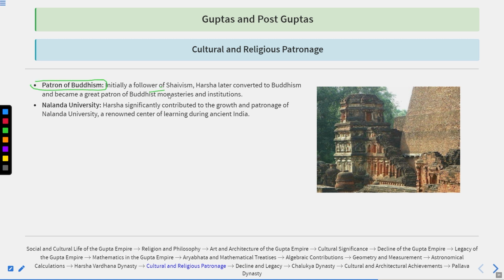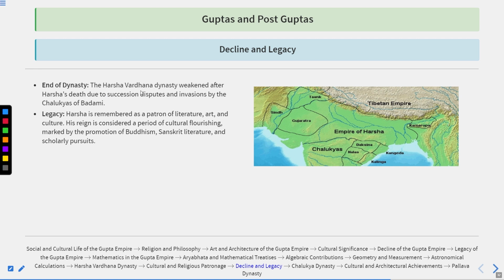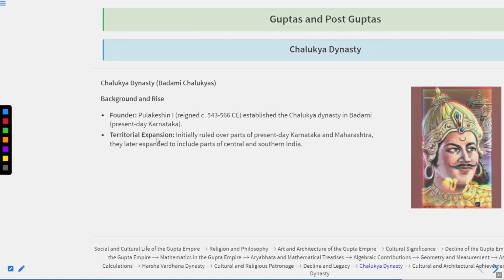Patron of Buddhism. Initially, he was a follower of Shaivism, later converted to Buddhism and became a great patron of Buddhist monasteries and institutions. Nalanda University was patronized again during his time, a renowned center of learning in ancient India. The dynasty weakened after the death of Harsh, and the Chalukyas of Badami extended their empire during this time. That was also a great period of patronage for Buddhism, Sanskrit literature, scholarly pursuits and so on.